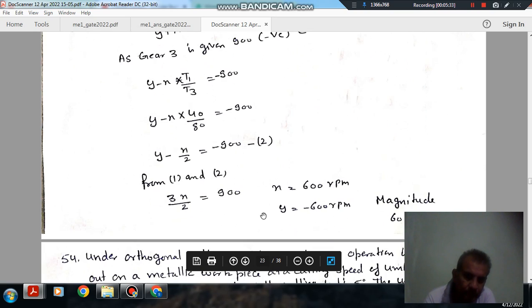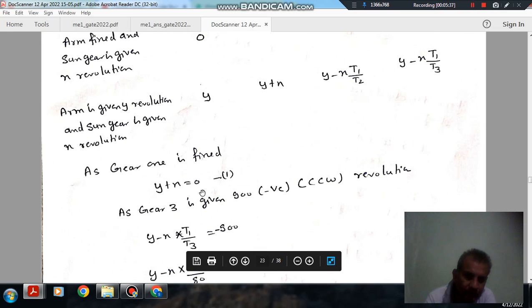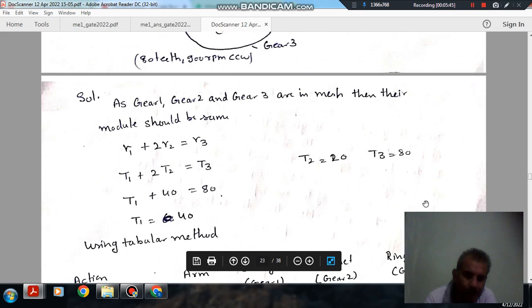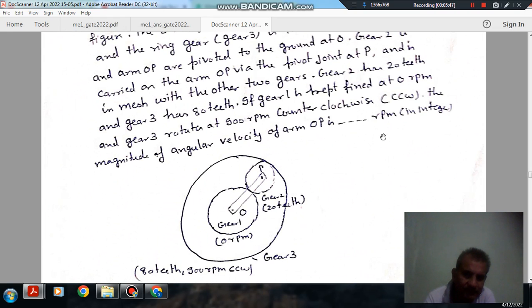And y will be from this, x plus y is equal to 0, so y will be minus 600 rpm. Now we are taking only magnitude, so the answer is 600 rpm.